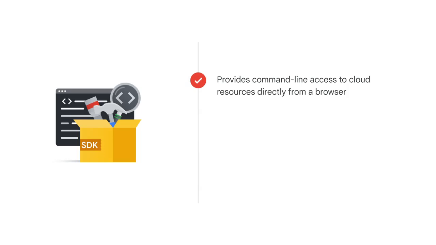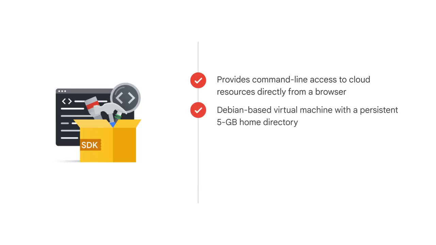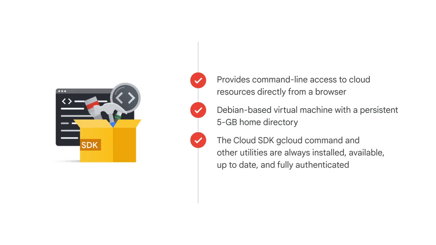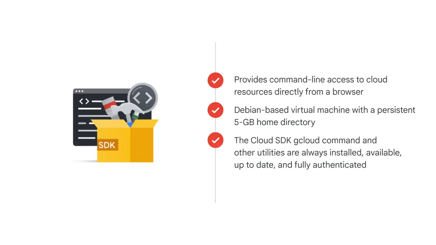Cloud Shell provides command line access to cloud resources directly from a browser. Cloud Shell is a Debian-based virtual machine with a persistent 5 GB home directory, which makes it easy to manage Google Cloud projects and resources. With Cloud Shell, the Cloud SDK gcloud command and other utilities are always installed, available, up-to-date, and fully authenticated.